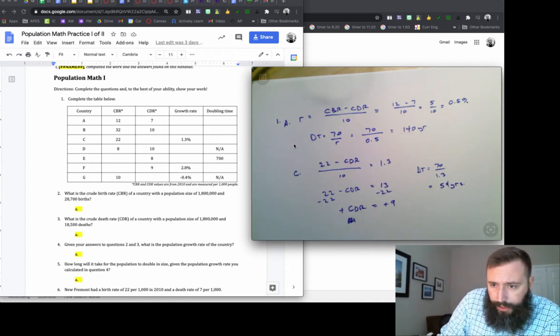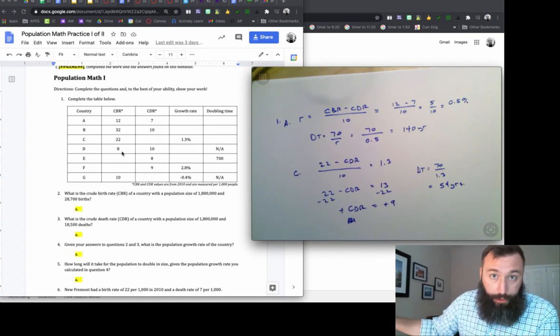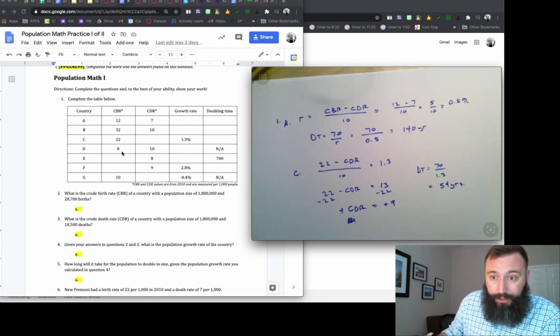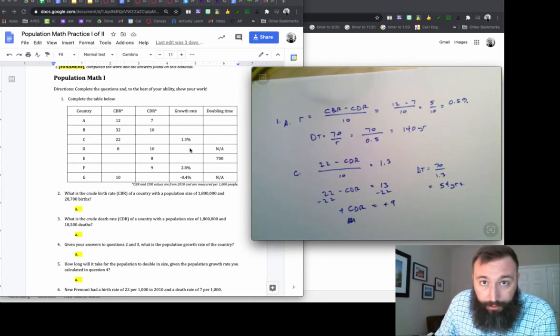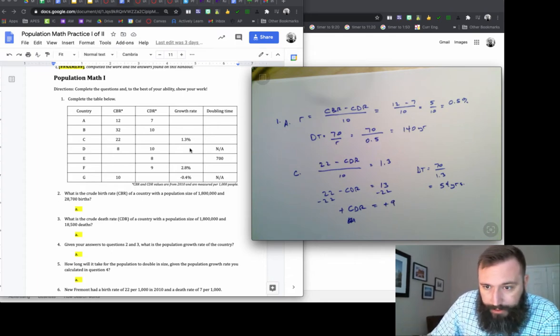Notice that some of these, like country D and country G, don't have doubling times. If you look at it really carefully, you notice that the CDR, the deaths, are higher than the births. If we have more outputs leaving than inputs, then we're going to have a decrease in population. The growth rate will be a negative number, and negative growth rates don't double in time, because the population will decrease in size.